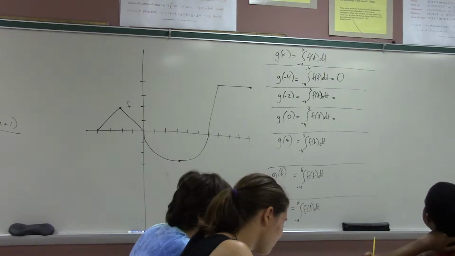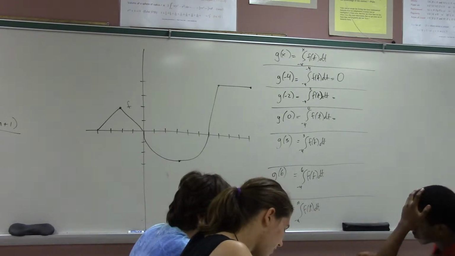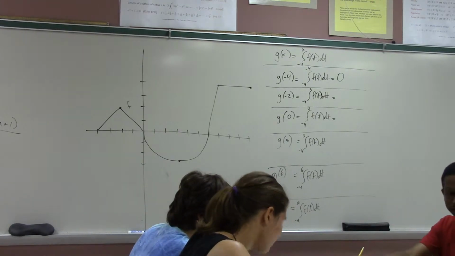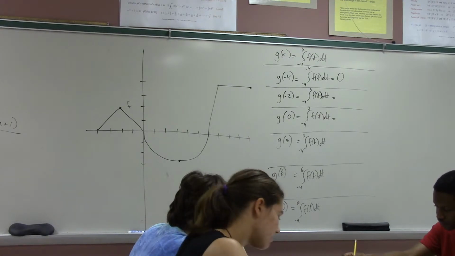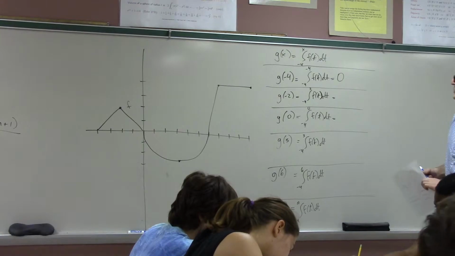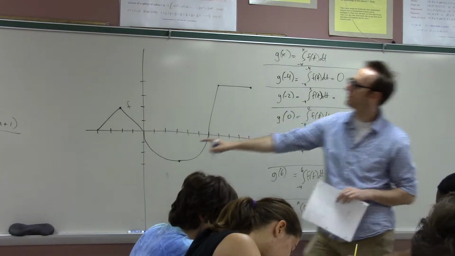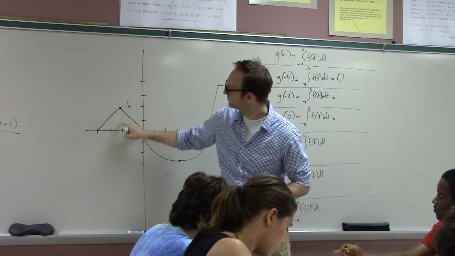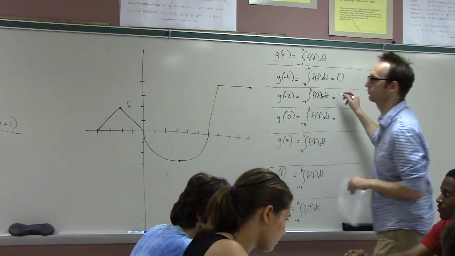All right, guys, how's this going? Easy. That's what you said. Can we do them really fast? g of -2 is the integral from -4 to -2. So that's just the area of that triangle. So that's like 2, right?